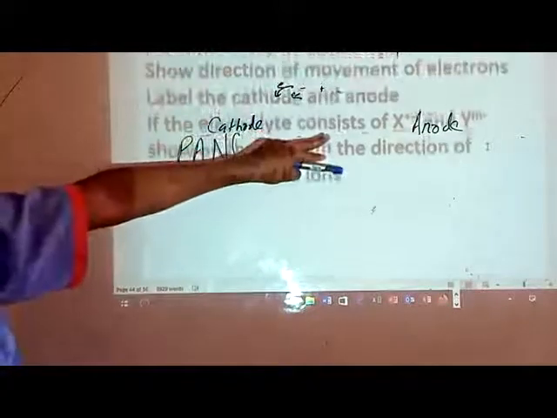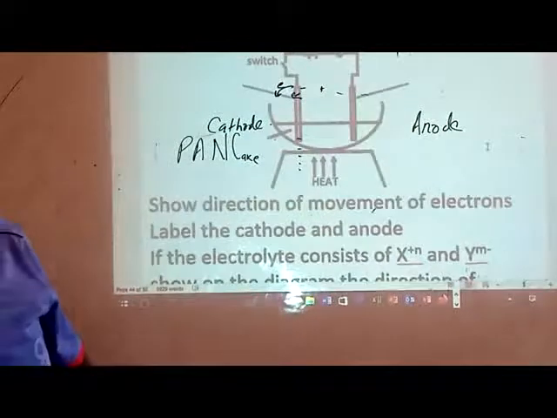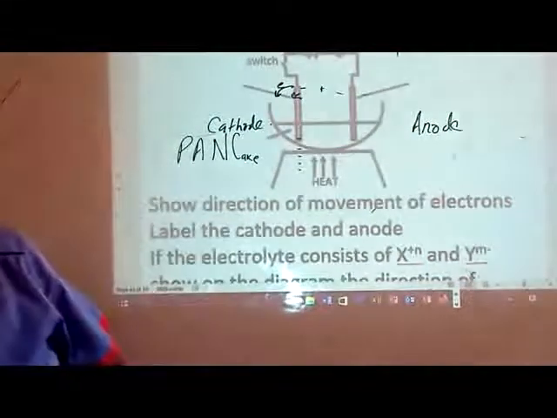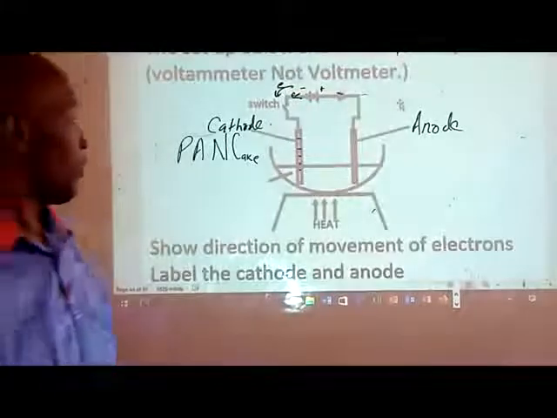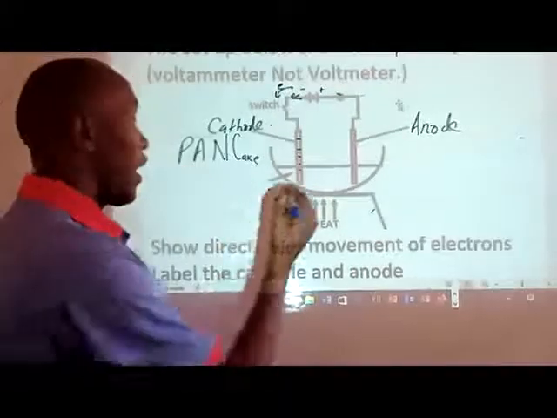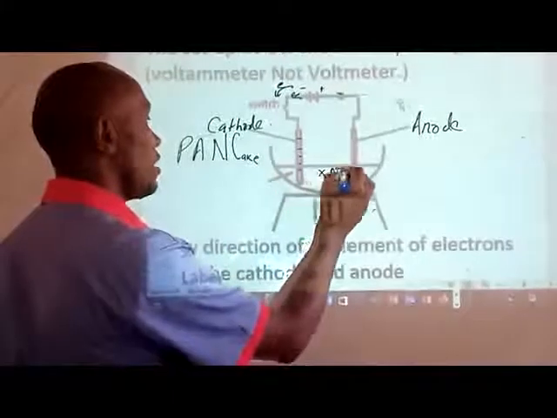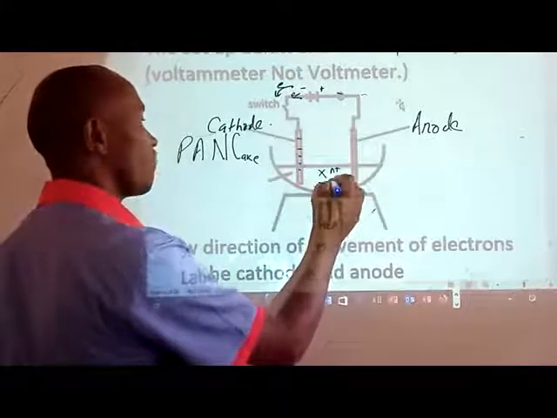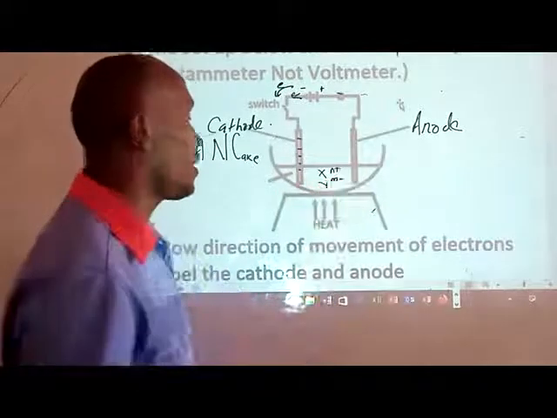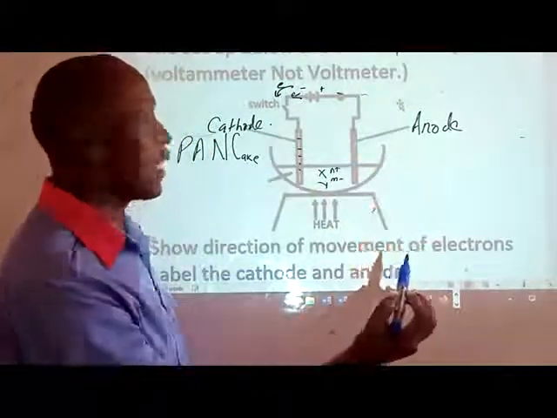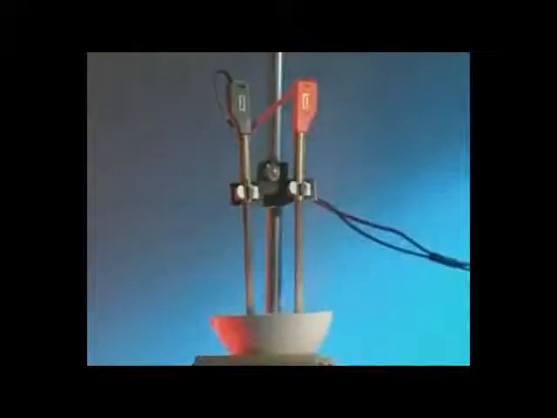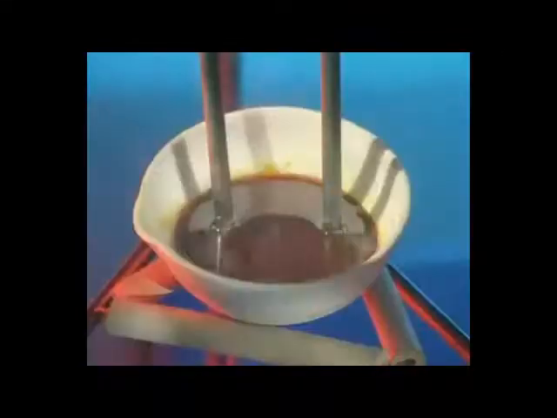The compound is made from Xn+ and Ym- ions. So we need to show the ions Xn+ and Ym-. The positive will move towards the negative. Electrolysis of lead bromide only works when the compound is molten. Why doesn't it work when the compound is solid?